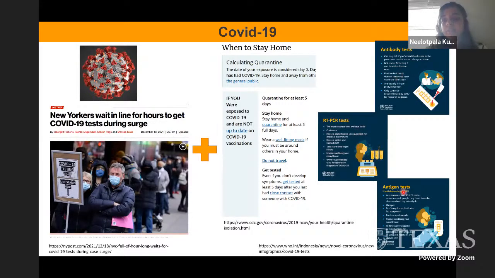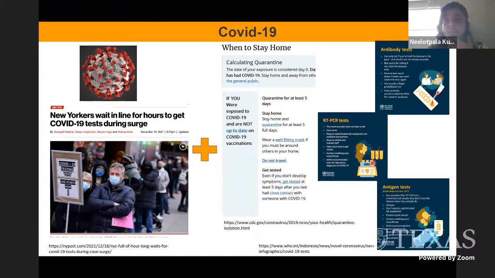Between RT-PCR and antigen test, the antigen test is the faster one, but it also has a lower accuracy. It takes 15 to 20 minutes to get the result. It's like a screening tool, but we would not call it a diagnostic tool, because it sometimes has false negatives and false positives as well.